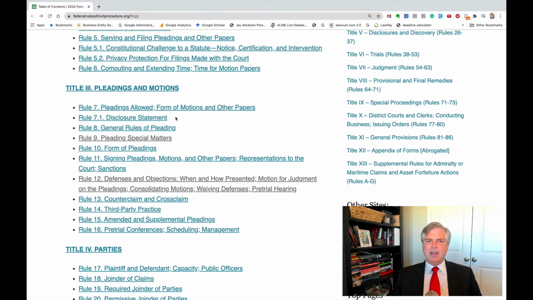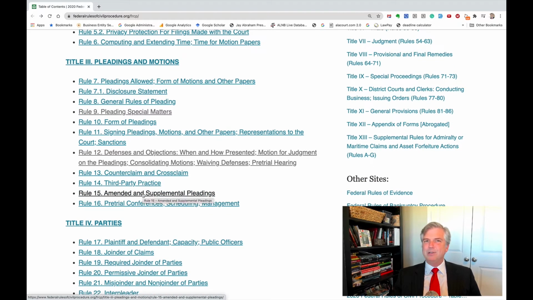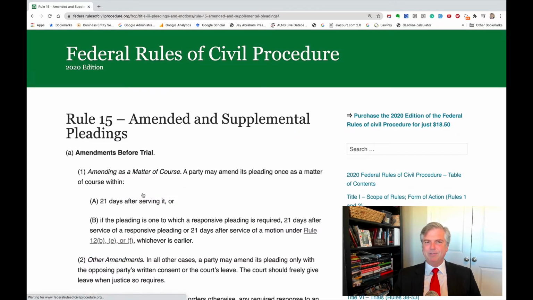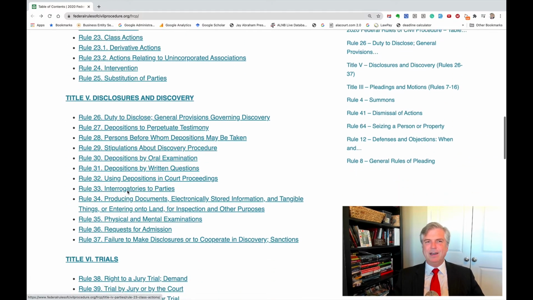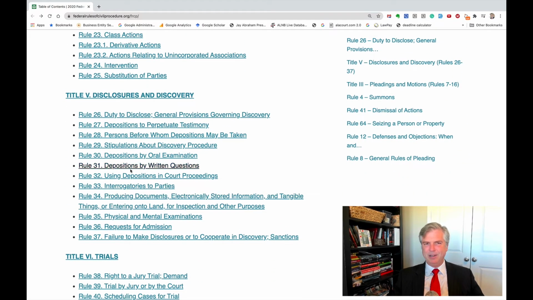And so we have Rule 13, counterclaim. What happens if you want to amend your answer or amend your complaint? Well, Rule 15 tells us about that. How do you amend or supplement your pleadings? And then Title 4 is party. So, can you sue more than one person at a time? Can you sue two people that have nothing to do with each other, that are totally different lawsuits? Can you bring them together? What about class actions?